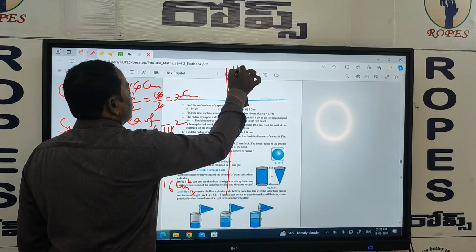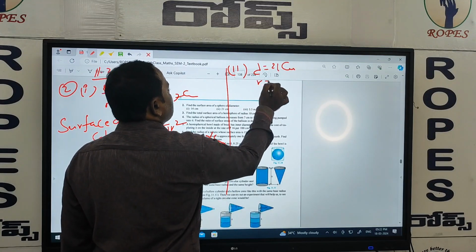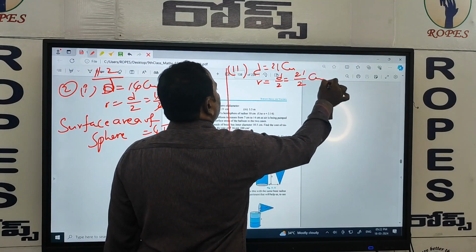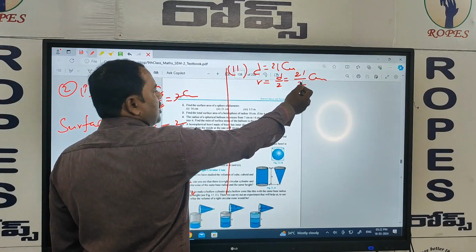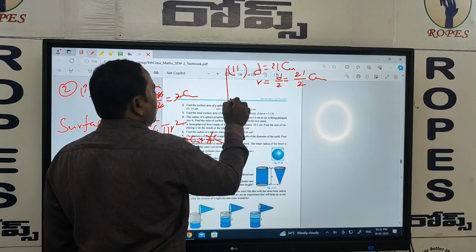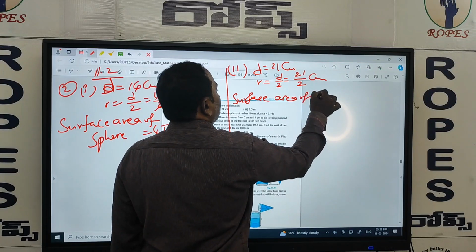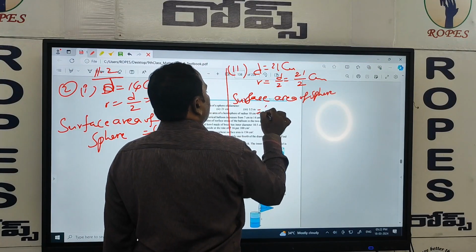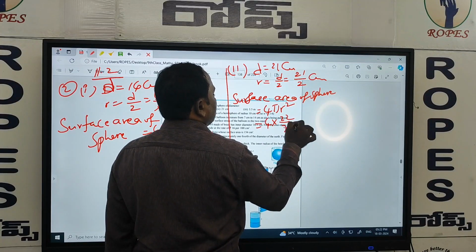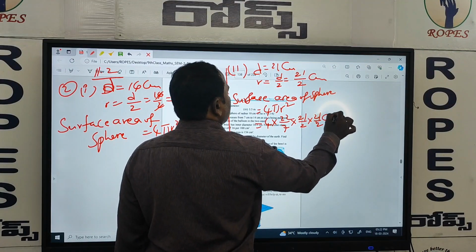And in the second one, diameter D is equal to 21 centimeters, and r is equal to D by 2, that is 21 by 2 centimeters. If we keep it like this as usual, it is easy to cancel when simplifying the surface area. So the surface area of the sphere is 4 pi r square, that is 4 into 22 by 7 into 21 by 2 into 21 by 2 centimeters squared.